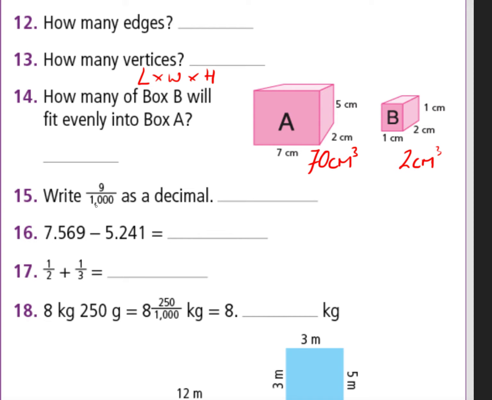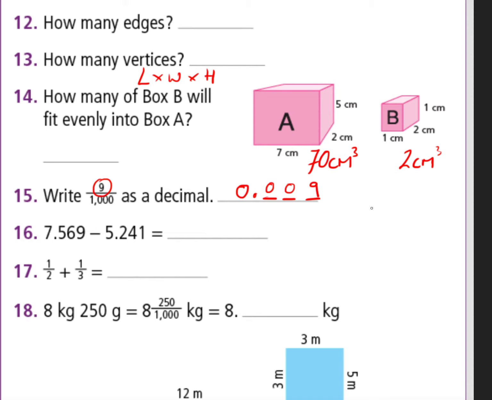Number 15, we're writing 9 over 1,000 as a decimal, so it's going to be 0 point, and then because we're showing thousands, we need to have 3 places after the decimal. Tenths, hundredths, thousandths. And the 9 goes in the thousandths place because there's 9 thousandths. Whatever number is on top here, we always put it starting as far to the right as we can. And then the other numbers we'll just have to fill out with zeros. So 9 thousandths is 0.009.